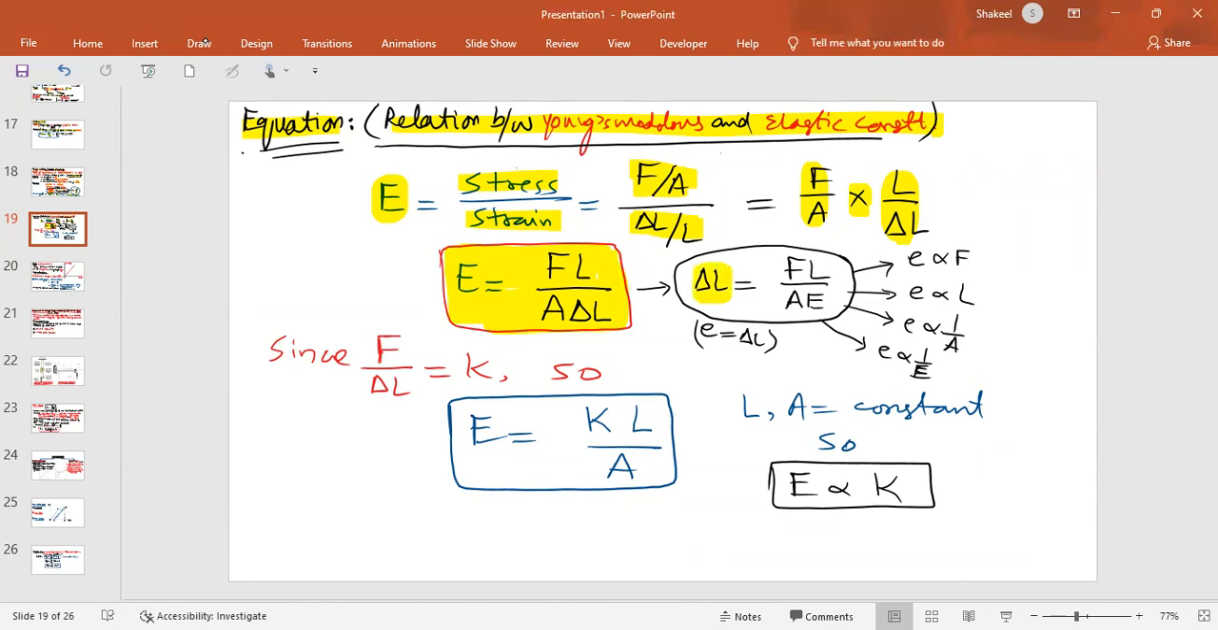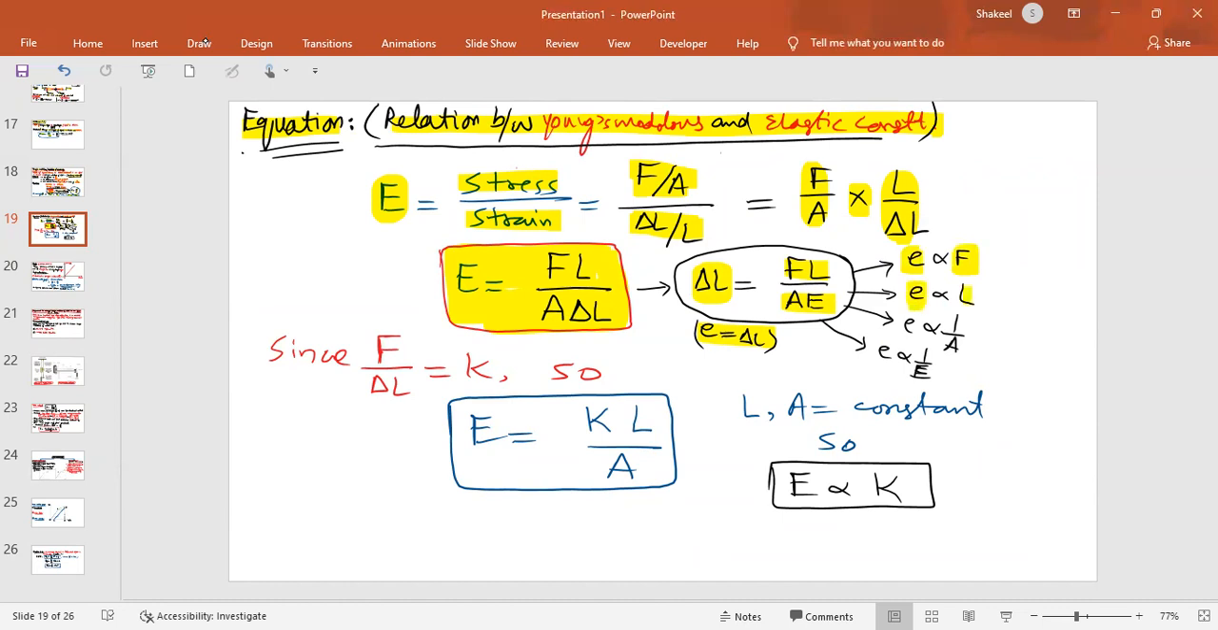From here, you make delta L the subject, which is the extension produced: FL over EA. So for an elastic object, extension produced is directly proportional to force if you keep all other factors constant, like length, area, and type of material. If you apply greater force, greater extension will be there.